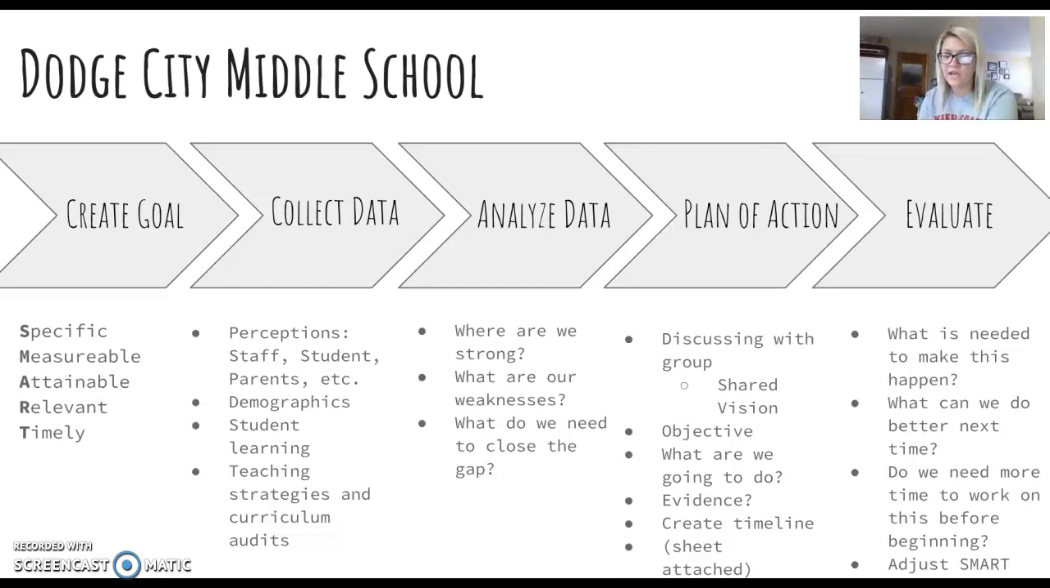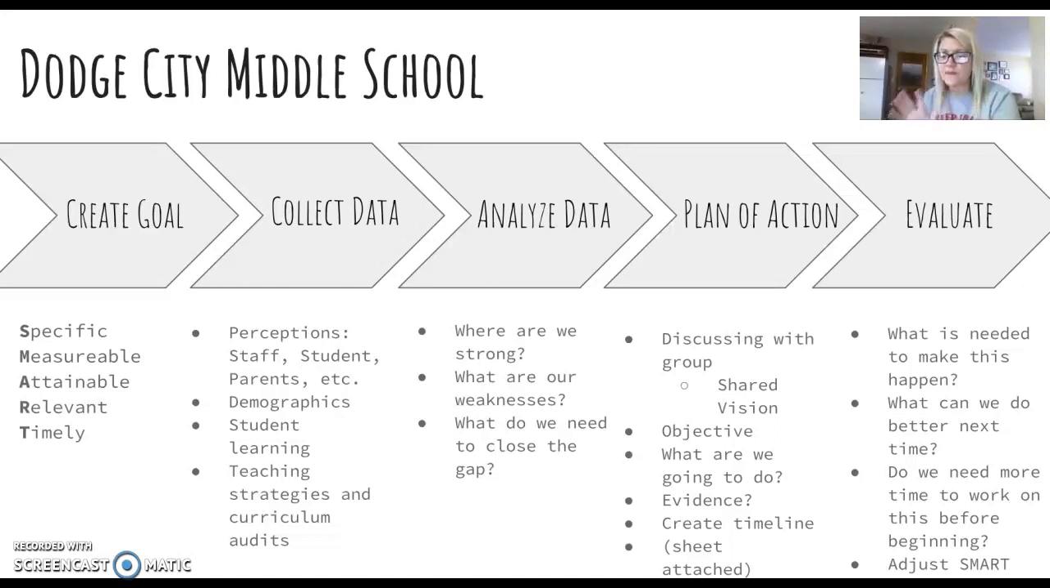Then we need to create a plan of action. We need to discuss it with our group to make sure that our plan of action is a shared vision throughout everyone so we do it with fidelity when it does happen. We need to have a clear and concise objective. We need to decide what we're going to do, what kind of evidence we are going to have to prove that everybody is doing it, as well as creating a timeline, and I have that sheet attached on the next slide.